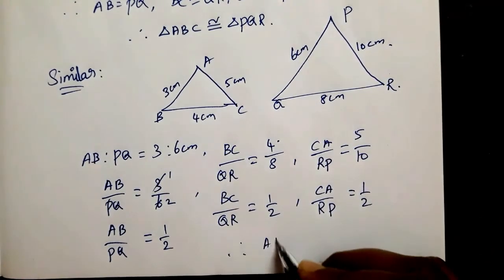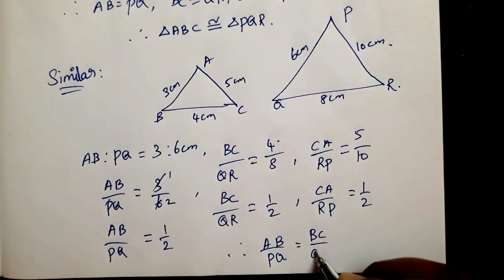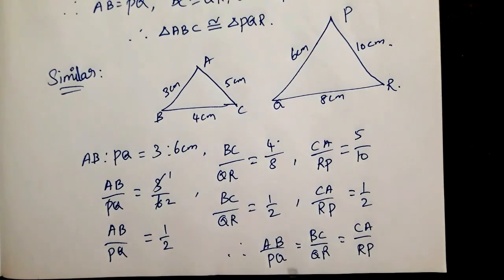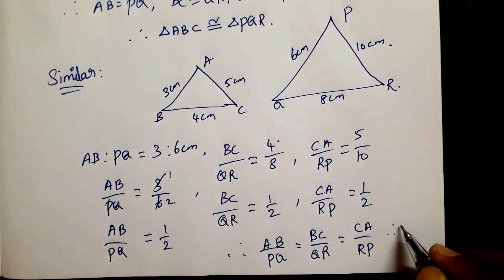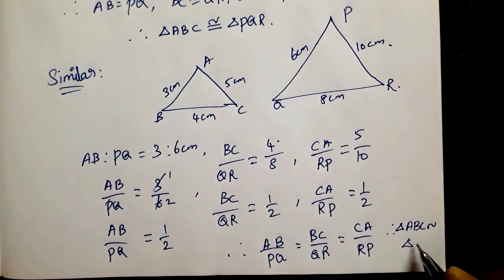Therefore, AB by PQ equal to BC by QR equal to CA by RP. So the given two triangles' corresponding sides are proportional. So it is the similar triangle. Therefore, triangle ABC similar to triangle PQR.